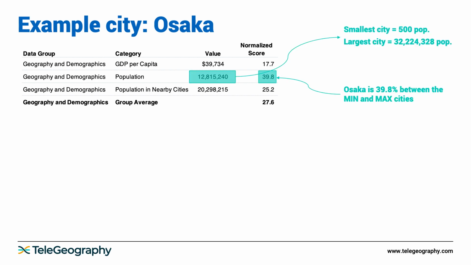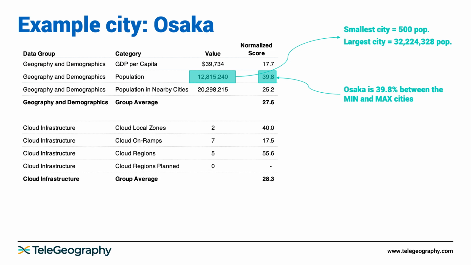The smallest city in our data set is a little hamlet that some carrier had to pop in, with a population of 500. The largest city, or largest metropolitan area, is Shanghai, 32.2 million. Osaka sits at 39.8% in between the min and max ranges there. So it gets a normalized score for this one little category of 39.8. Overall, in this group, it's a simple average of 27.6.